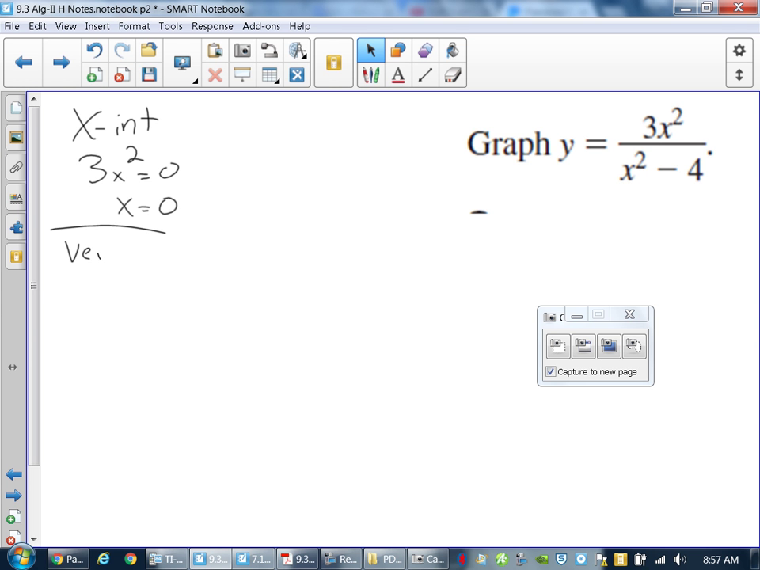My vertical asymptotes are going to be at the zeros of the denominator, so at x equals plus or minus 2. And this goes with the question you were asking earlier: when you can factor it through, you move it over and you get the square root, plus or minus. Yes, sir? Isn't the x-intercept at the zeros of the denominator? Nope, those are vertical asymptotes.